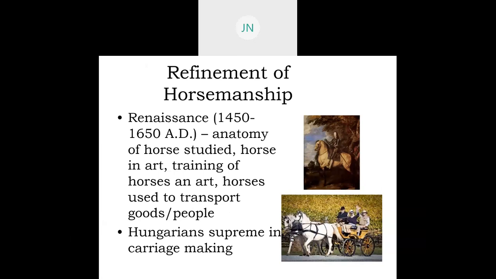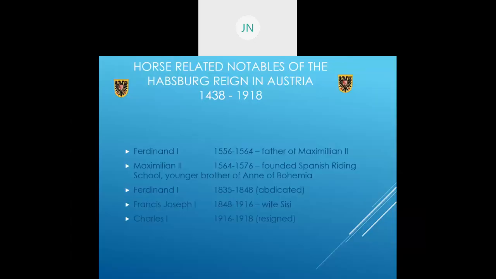Looking at the refinement of horsemanship, the Renaissance was really a great period in which the anatomy of the horse was studied. The horse in art looked more like a horse. Training of horses was identified as an art, dressage, and horses were used to transport goods and people. And at this time, the Hungarians were considered supreme in carriage making.